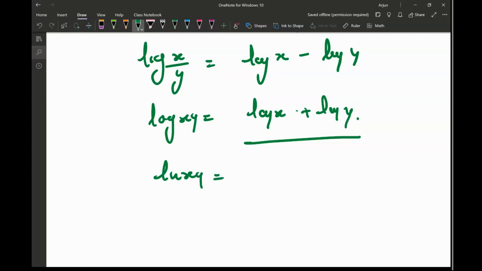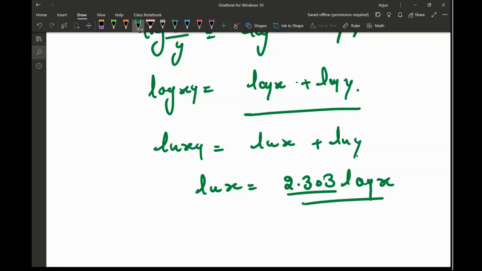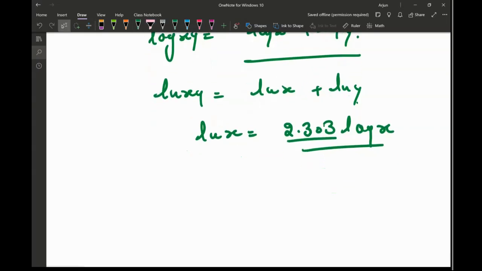ln of xy, you can write it as ln of x plus ln of y. And what's the relationship between log and ln? ln of x is equal to 2.303, something like this. You can always check back on the internet. It's 2.303 times log of x. This is the relationship between ln and log.